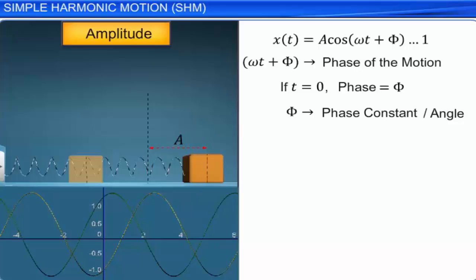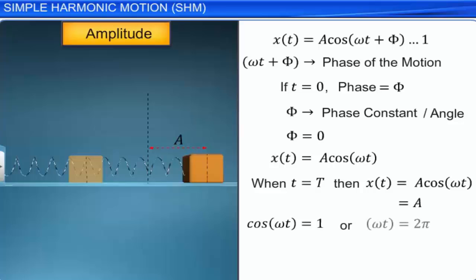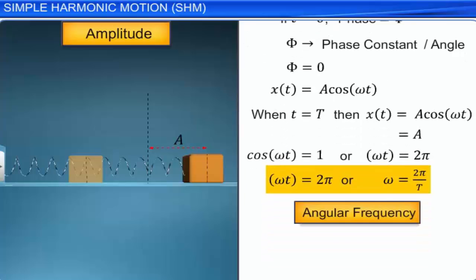For simplicity, if phase constant phi is considered as 0, equation 1 above can be written as x is equal to a cos omega t. We saw that when time t becomes equal to the time period T, the displacement x becomes equal to a. This implies that cos omega t is equal to 1 or omega t is equal to 2 pi. Then, omega is equal to 2 pi by T. This omega is called the angular frequency of the simple harmonic motion, and its SI unit is radian per second.